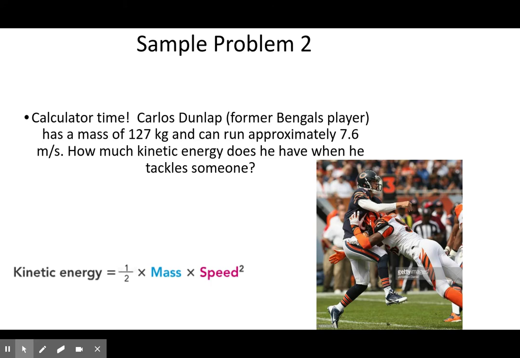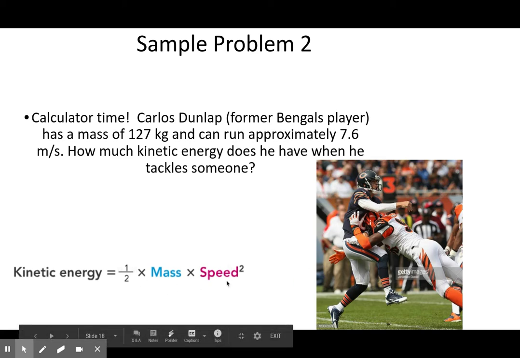Another calculator problem. So Carlos Dunlap, who at the time I'm recording this just got traded from the Bengals like 2 weeks ago. Carlos Dunlap played for the Cincinnati Bengals, and he has a mass of 127 kilograms. He can also run 7.6 meters per second. How much kinetic energy does he have when he tackles someone?